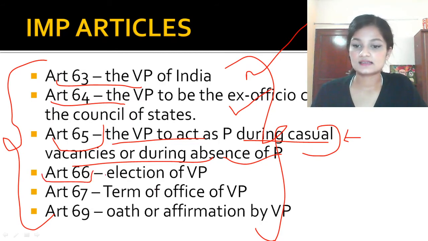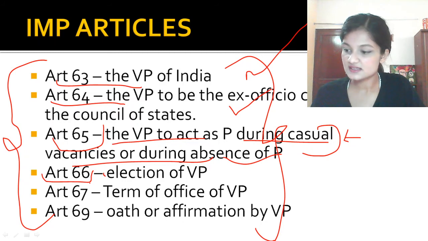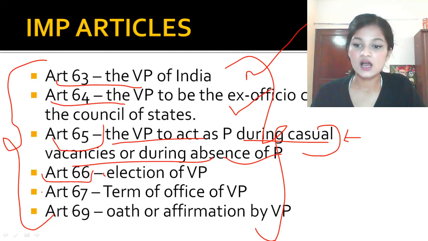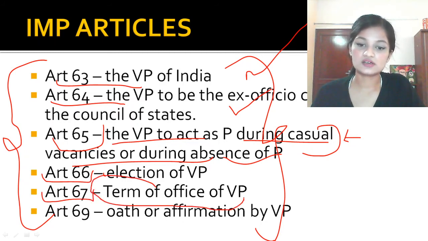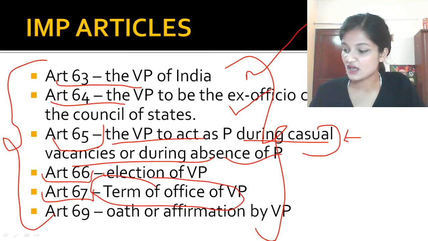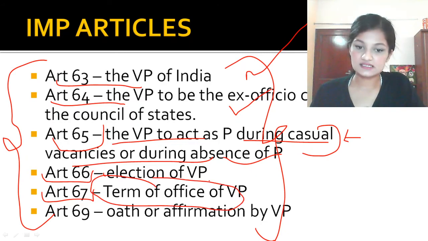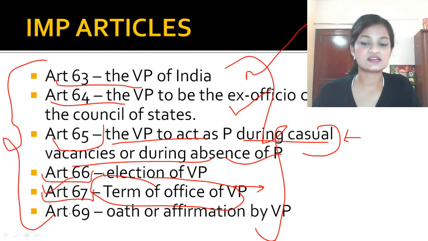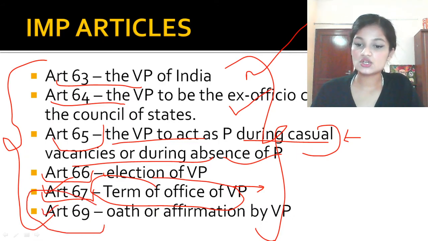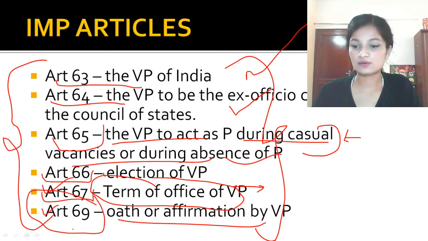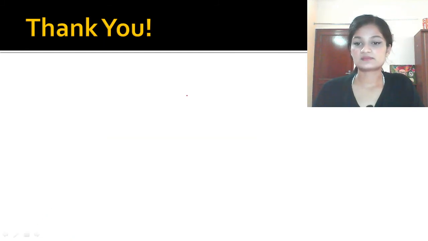Article 66 talks about the election of the vice president. In this, a lot of things such as the eligibility are being discussed and so on and so forth. Article 67 talks about the term of the vice president in office. We know that this term is for 5 years. We already know that, and there are some corollaries to it as well. Article 69 talks about an oath or the affirmation by the vice president.